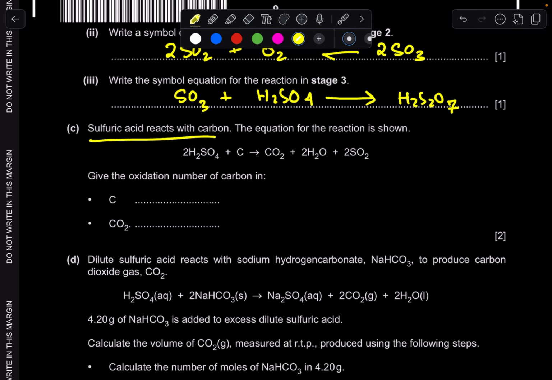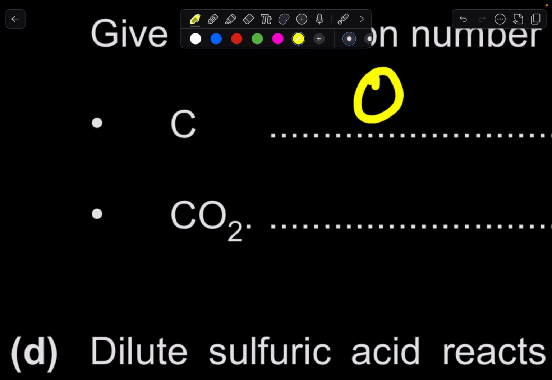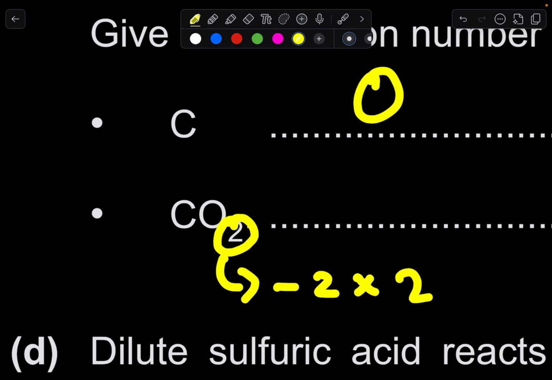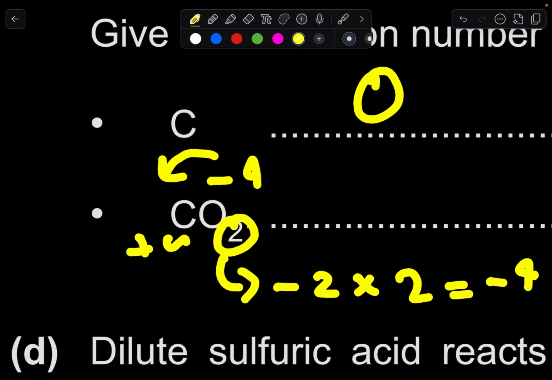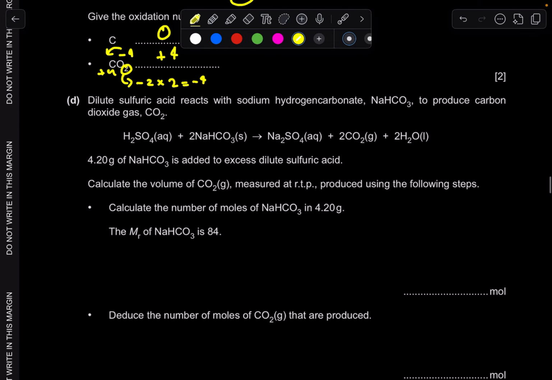Okay, sulfuric acid reacts with carbon. The equation for the reaction is shown. Give the oxidation number of carbon in carbon dioxide. When you have a free element, the oxidation number is 0. And in carbon dioxide, oxygen is -2 and we have 2 oxygens, so -2 times 2 is -4. To balance out a -4, the carbon needs to have a +4. So it's going to have a positive 4. Okay, so now we have to calculate some moles.